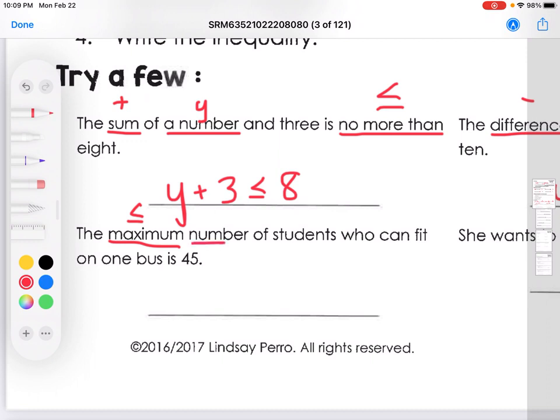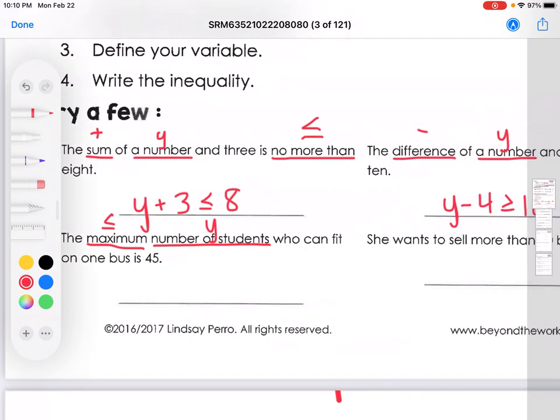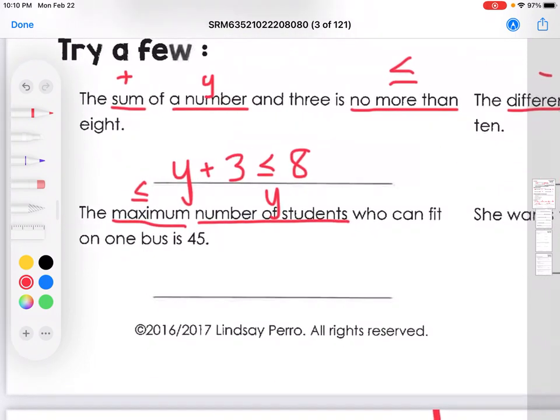My number of students, which I do not know, would be my variable. And I don't see any words that would tell me an operation. So now I can just write my inequality. The number of students that can fit on one bus is at maximum 45. So that means the number of students on my bus has to be less than or equal to 45 in order for them to all fit.